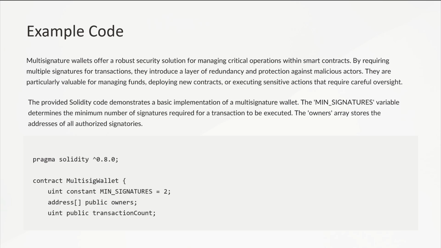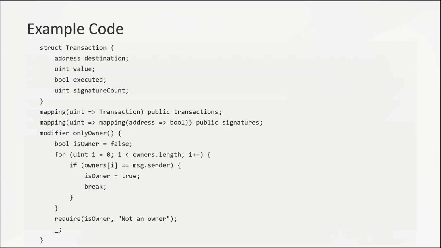The provided Solidity code demonstrates a basic implementation of a multi-signature wallet. The minSignatures variable determines the minimum number of signatures required for a transaction to be executed. The owners array stores the addresses of all authorized signers. You can pause to read the code.